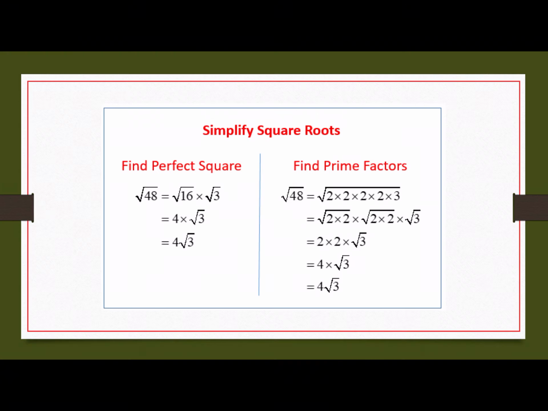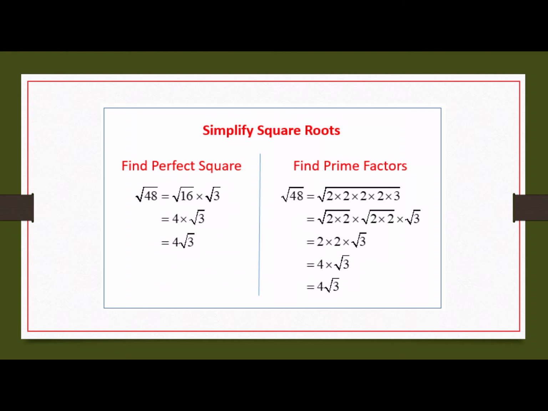Now that we went over the steps on how to solve, I will begin to demonstrate some examples on how to solve a few problems. Please follow along and take note. There are two different ways of how to solve. First way is to find the perfect square. The square root of 48 is equal to the square root of 16 times the square root of 3.